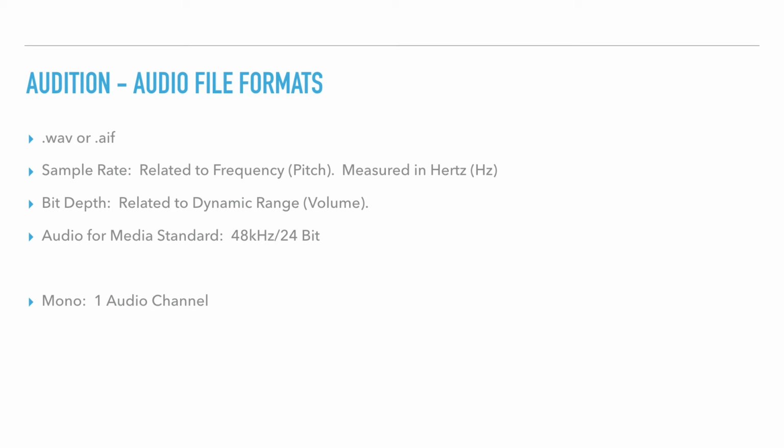For number of channels, mono means that we are working with one single audio channel, while stereo refers to two audio channels, which are usually panned left and right.